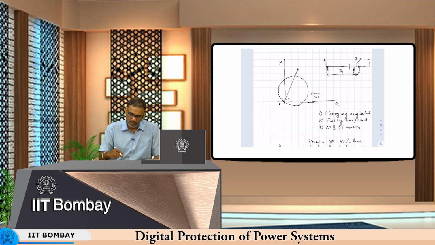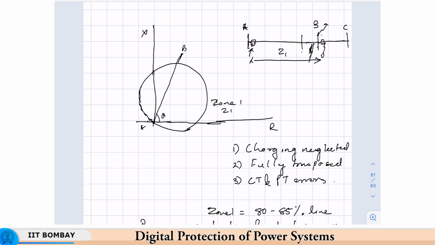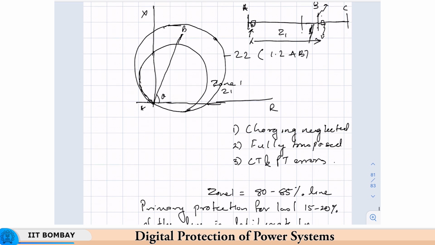Later in the next class, we will see how generally this is extended even further. But for today's discussion, we will keep it at 1.2 times. And when we say slowed down, how much slow? So this is usually slowed down by an interval which we have seen earlier, the coordination timing interval, which is 250 to 300 milliseconds. So zone 2 time is slowed down by 1 CTI.